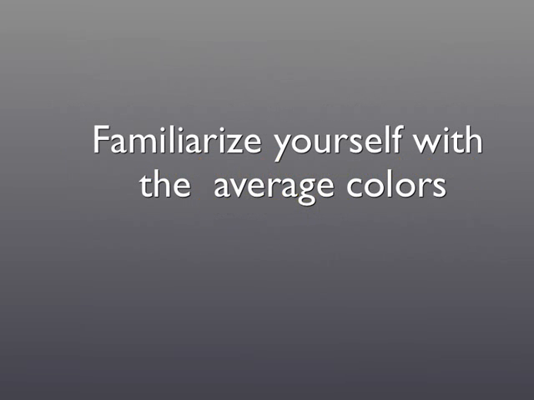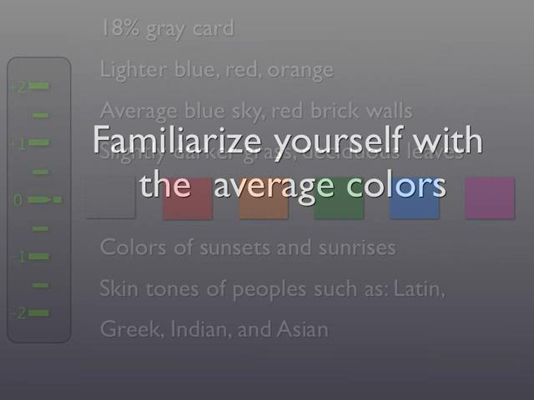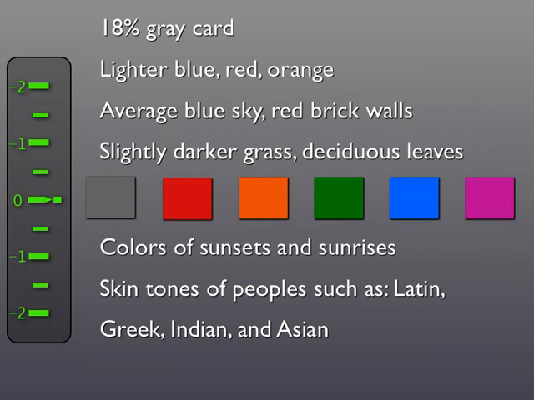So in order to do that, we have to become familiar with the average colors and tones that we often see when we're photographing. Here's a short list of some common colors and some subjects you're likely to find. The 18% gray card tops the list. A good way to learn your average colors is to buy yourself a gray card and go out and compare its tone to other things.